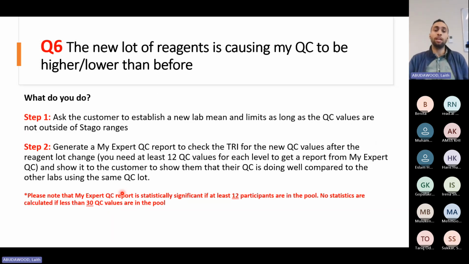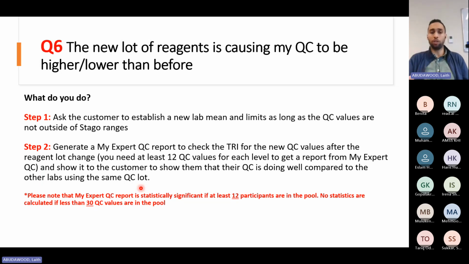Okay. Now, customer is still not satisfied. I don't like this. I want to have a better way. Give me this comparison. Do this to me. What do you do? Now, the second best thing you can do is a MyExpert QC report, because this will tell the customer that, see, even when you replace the reagent, your performance is still very comparable to other labs using the same QC lot. You are not really different from others. You don't really have a problem.